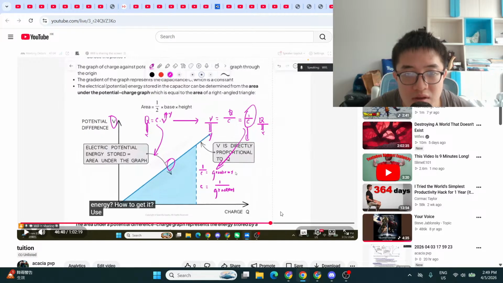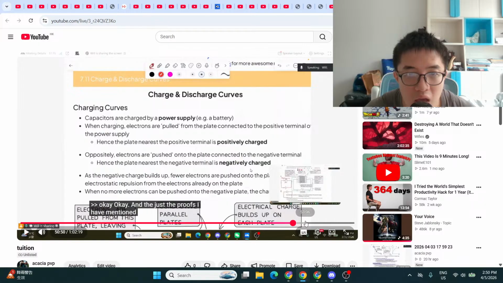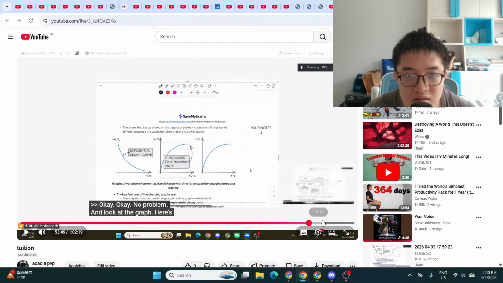Okay, with the gradient we can find 1 over C. V equals Q over C, so C equals Q over V. Yep. And then we have this.